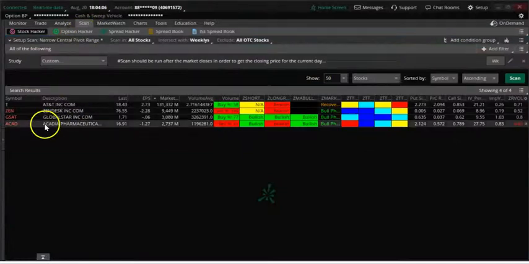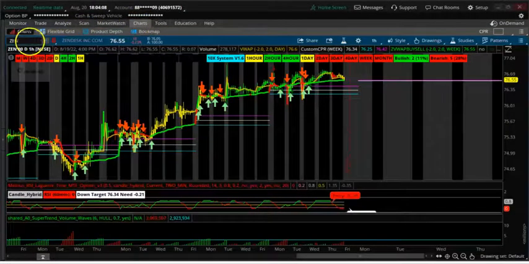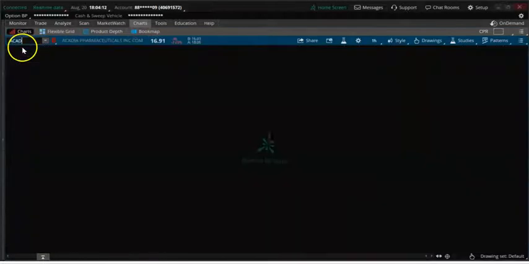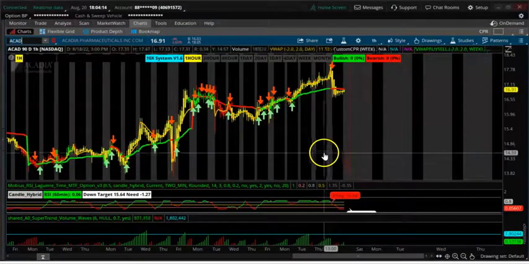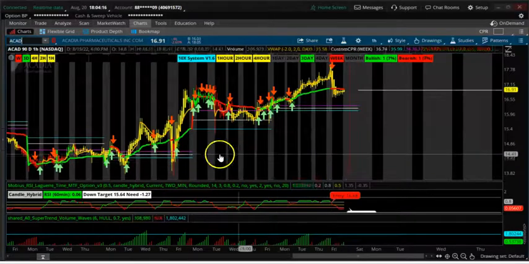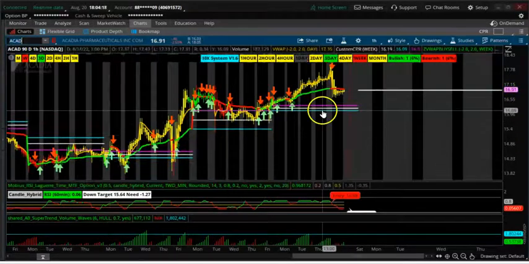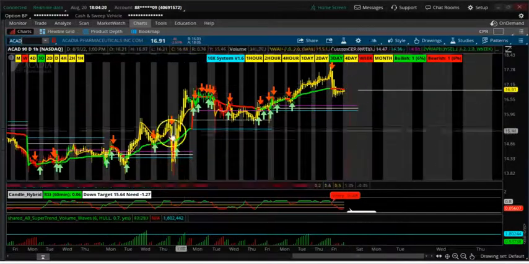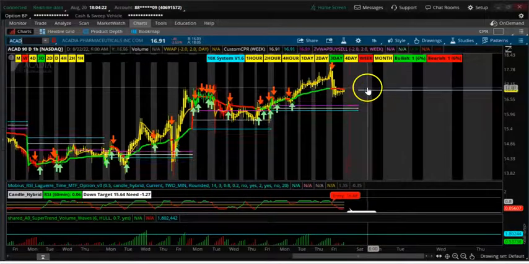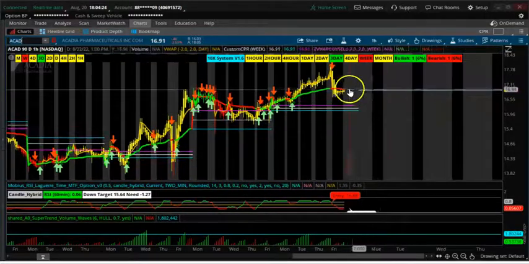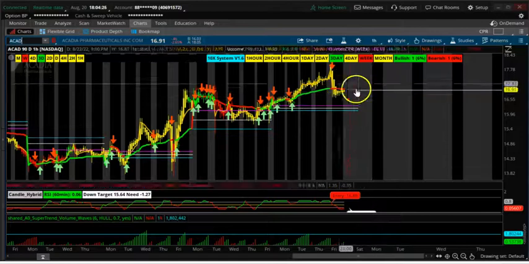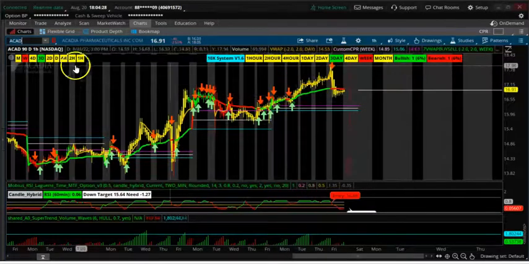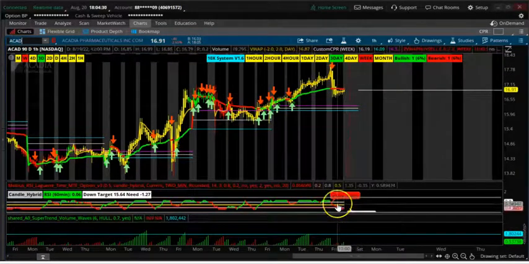Okay, next in the scan, ACAD. So here also the CPR is projecting up. You can see the stock has been climbing up with the CPR. You can see the leading indicator indicating that it's going to uptrend, but it's all yellow. Okay, volume is green. This RSI is down.